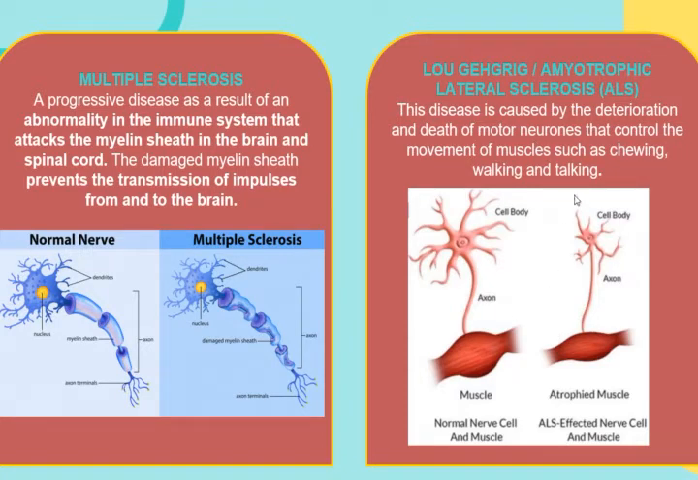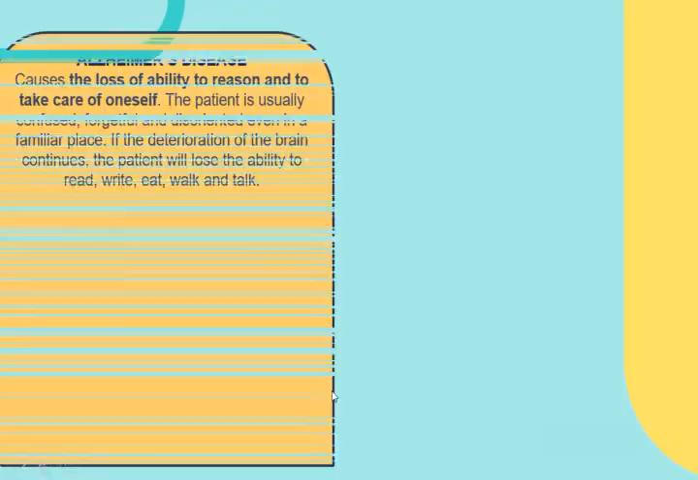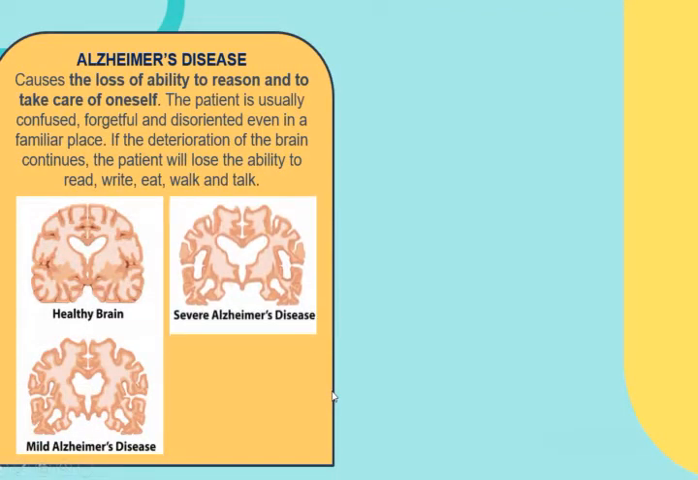This is the ALS affected nerve cell and muscle. Next we go to the third nervous system disease, Alzheimer's disease. Have you heard about Alzheimer's before this? It refers to the loss of the ability of a person to reason and to take care of himself.